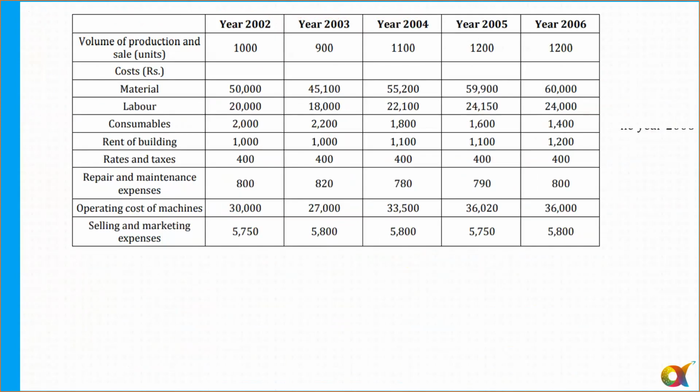Okay. So here, we know the costs which are directly varying, that is material cost, labor cost, and operating cost of the machine. And the other costs are almost constant here. So let's say the number of units which have been produced is equal to X.